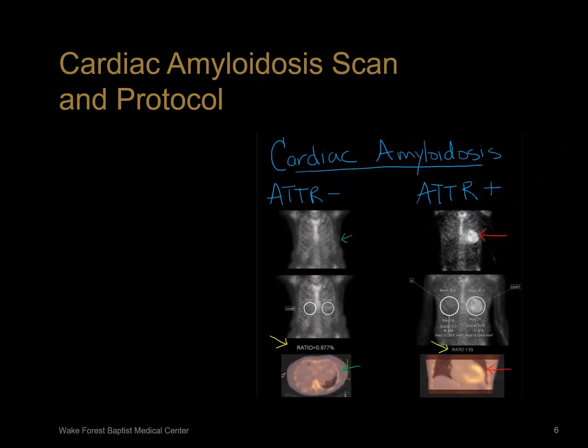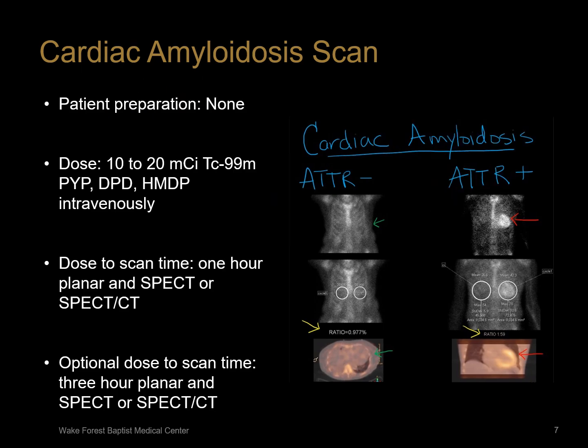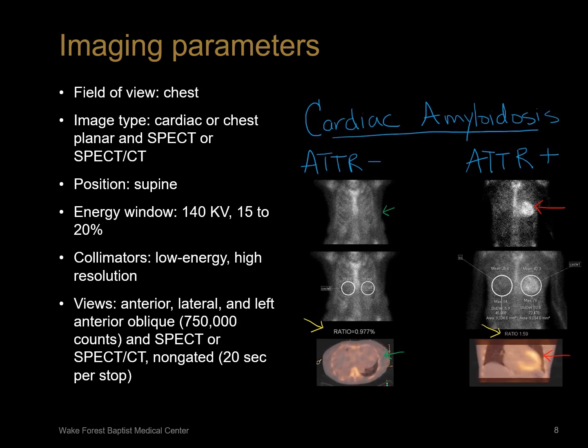Next, let's talk about the cardiac amyloidosis scan and its protocol. There's no particular patient preparation for the scan. The dose is between 10 and 20 millicuries. The dose to scan time is 1 hour, and we do both planar and 3D imaging with SPECT or SPECT-CT, and you have an additional optional 3-hour image as well. Planar images are acquired over the chest in anterior, lateral, and left anterior oblique images, followed by SPECT or SPECT-CT images.